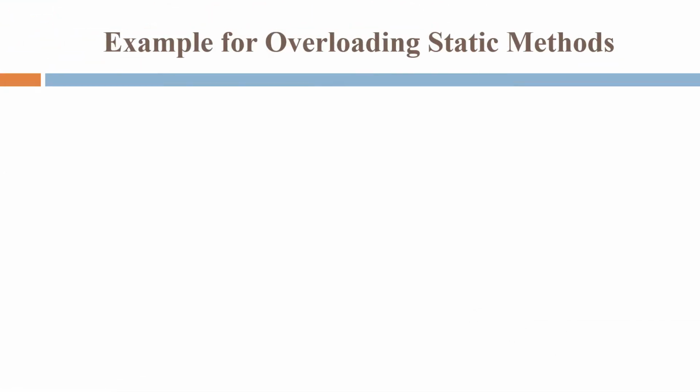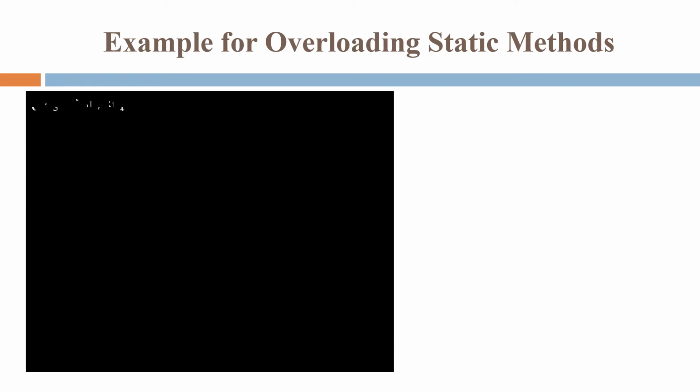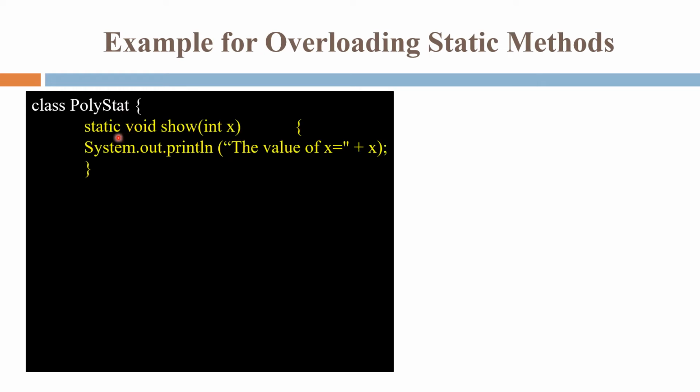Let us see an example for overloading of static methods. We have a class here, the name of the class is polystat, and then we have a method here. The name of the method is show, which is of type static. This method is taking one parameter, int x, and printing System.out.println the value of x is equal to x.